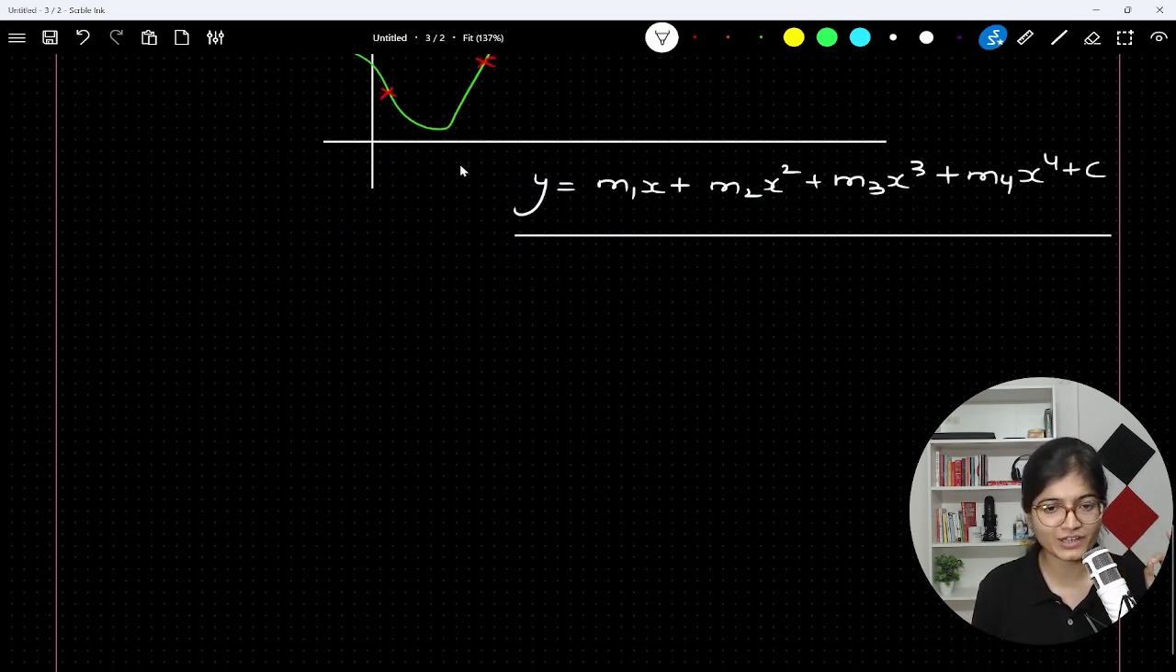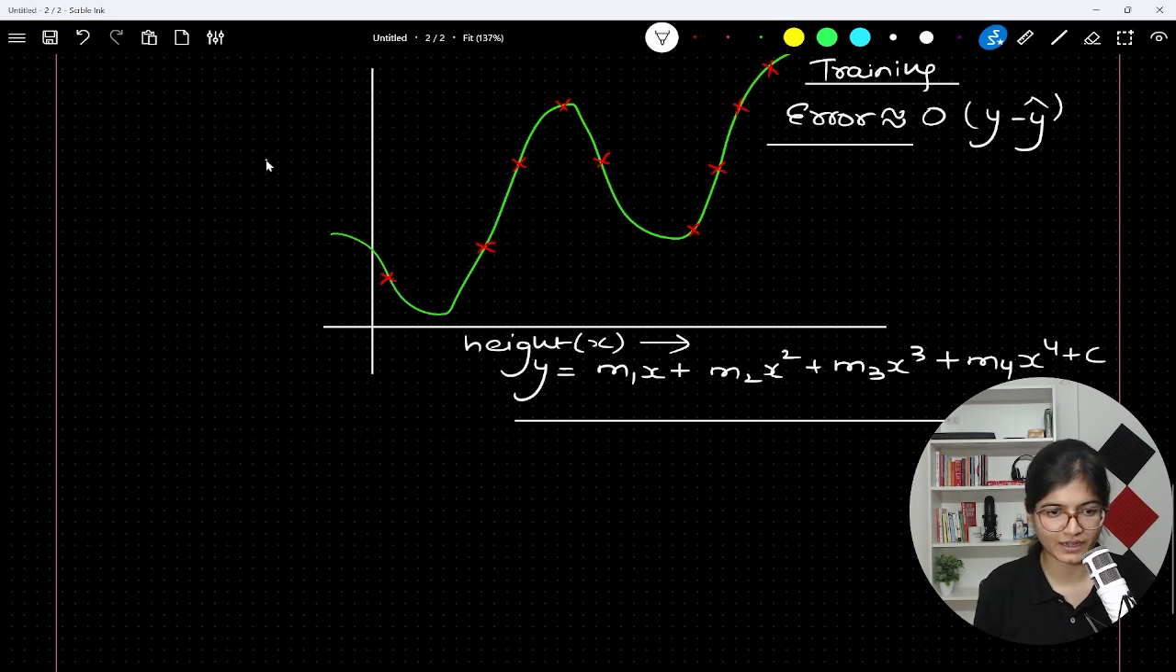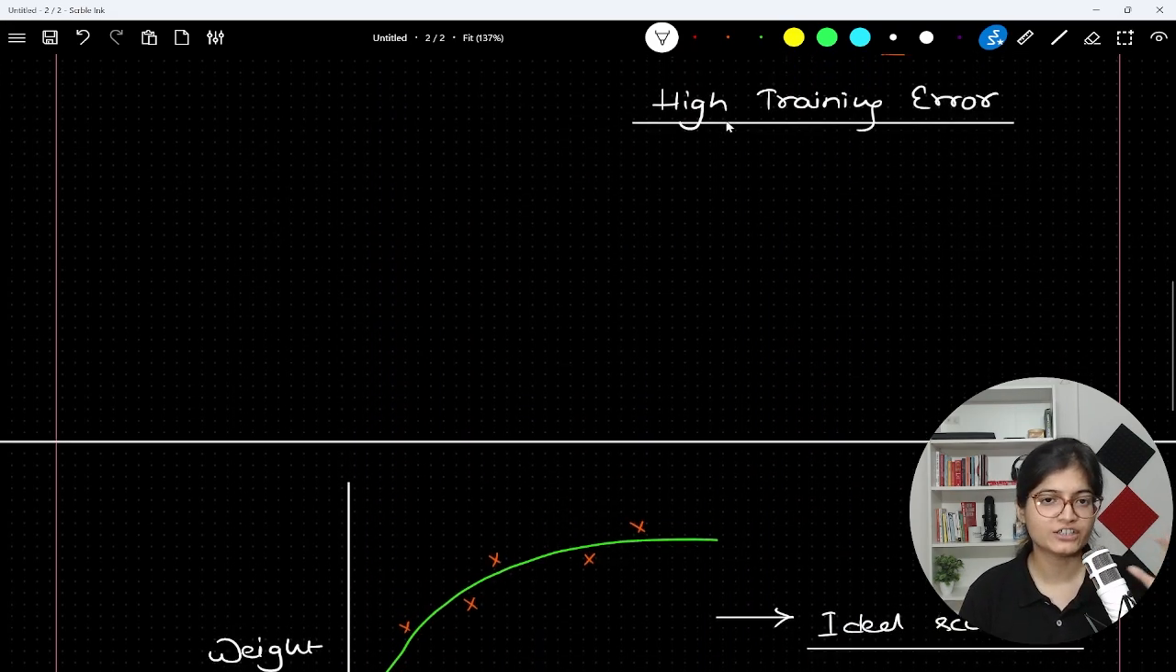Problem statement will remain the same. What is x and what is y? Here we will be having height as the input parameter, which is x, and the prediction value is weight. Again, things will remain the same, right? But the equation of the line got changed again.